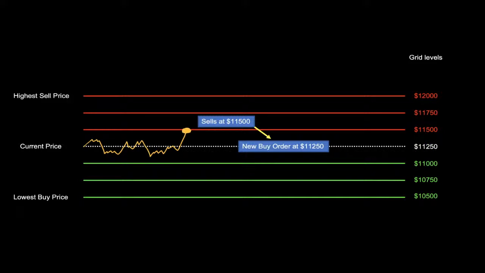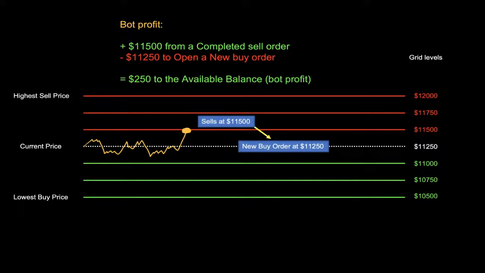And in this case, the difference is the net profit, which goes directly to your pocket. So that's the example. You see, we've generated 11,500, then we plotted a new buy limit order, which required 11,250. So in this case, the difference is exactly our bot profit, which goes directly to your balance.